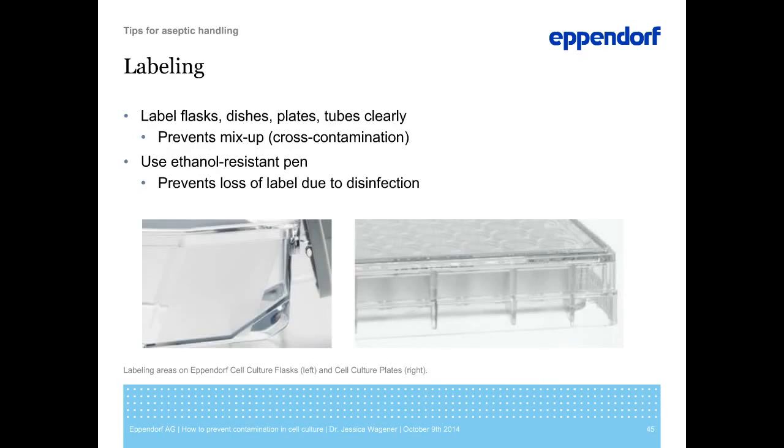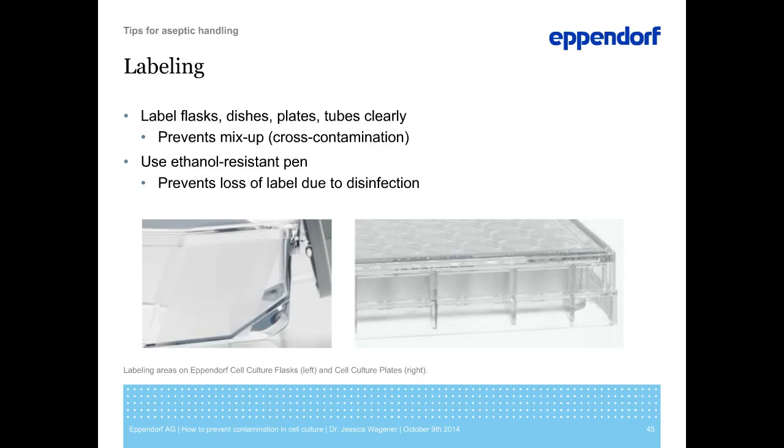I'm coming now to the last slide of the presentation, and that may be the simplest advice I can give you to avoid cross-contamination. Clear labeling of cell culture vessels with an ethanol-resistant pen. With that simple measure, you can prevent accidental mix-up or misidentification of cells.